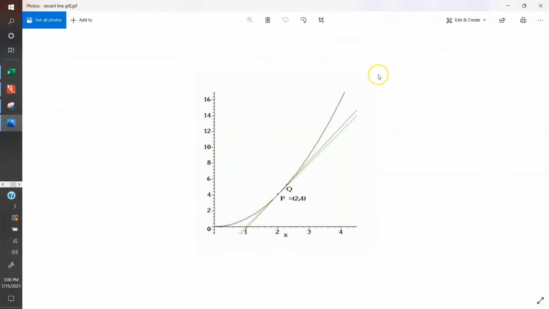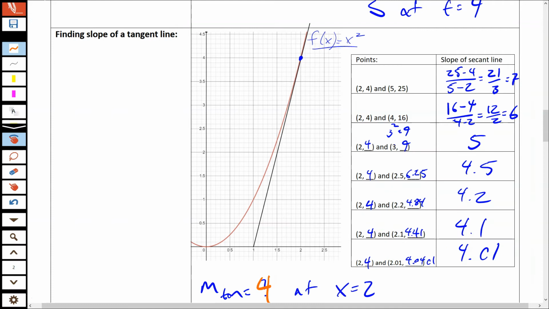So here's an animation of what that looks like. So Q was our right-hand point, and then P is that point (2, 4) where we're looking for the tangent line. As Q gets closer to P, notice my red secant line starts to look a lot like that green tangent line. So if we want to find the slope of that tangent line, we can look for that pattern in the slopes of our secant line as we make Q very close to P. The slope of that tangent line, by the way, is 4, right? Because we see as we move down the table, my values are approaching 4.